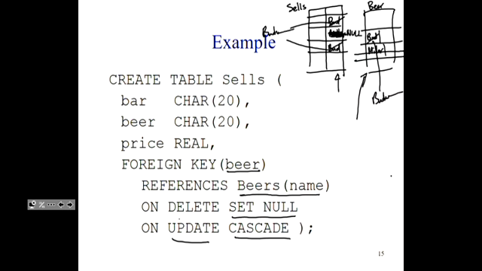Okay? So that's how these constraints or these violations are handled on deletions and updates to the referenced relation, which is beers in this case. Any questions about this? Okay.